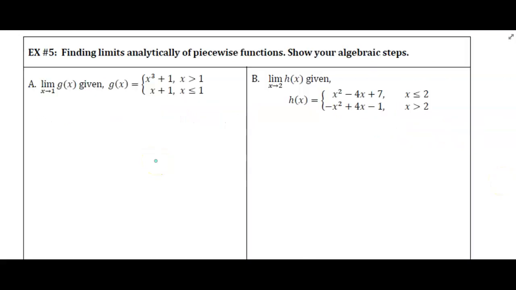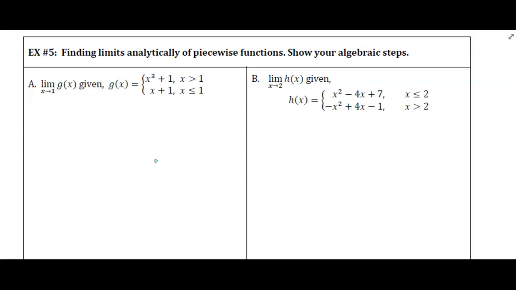If we look at this example, letter A, we're trying to evaluate the limit as x approaches 1 of g of x, and g of x is a piecewise function. And we see that here, right? For x values that are greater than 1, our piecewise is being defined by this top chunk, x cubed plus 1. And for parts of our domain that are less than or equal to 1, our function is being defined by x plus 1.